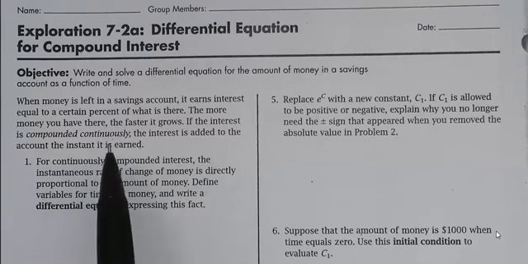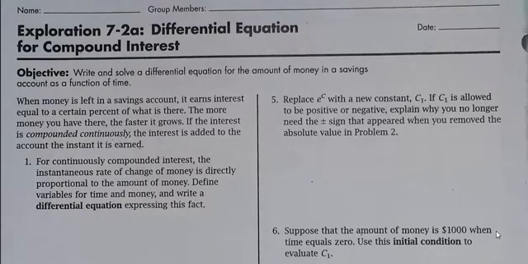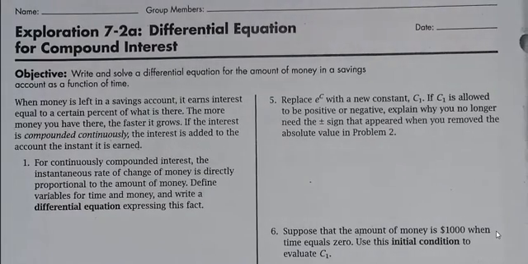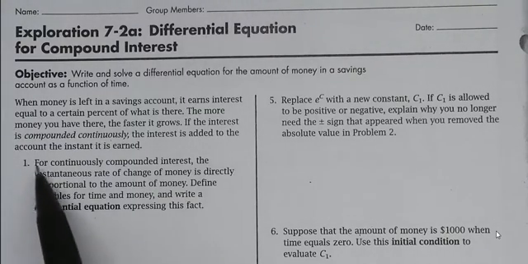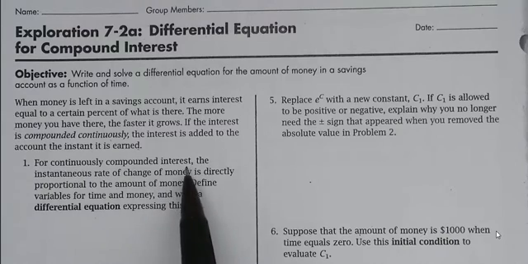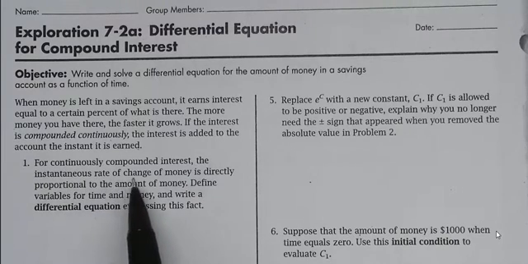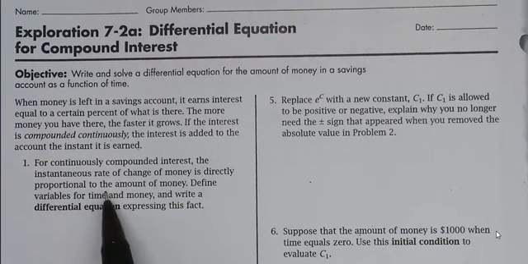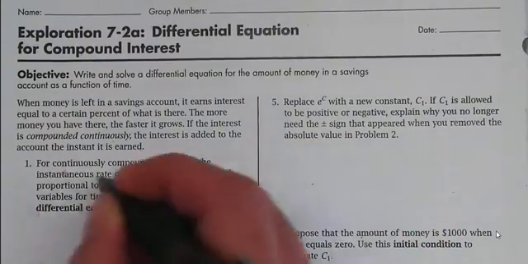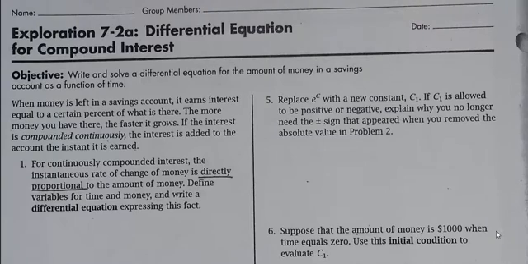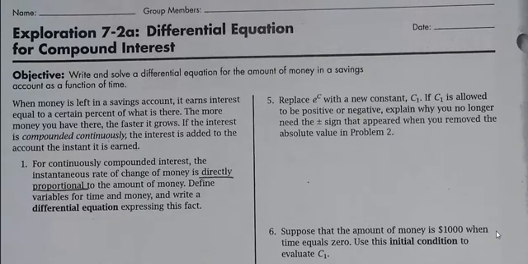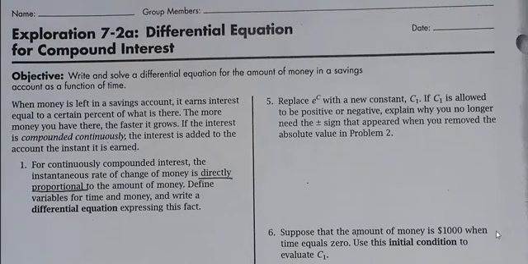Okay, so you probably are thinking to yourself, oh yeah, once upon a time I knew a formula for that, like PERT. Okay, so we're going to now start with number 1. For continuously compounded interest, the instantaneous rate of change of money is directly proportional to the amount of money. Okay, so we know it's directly proportional. That's why we know that we're going to end up using that proportionality constant. Define variables for time and money and write a differential equation expressing this fact. Okay, so that's what we're going to do.